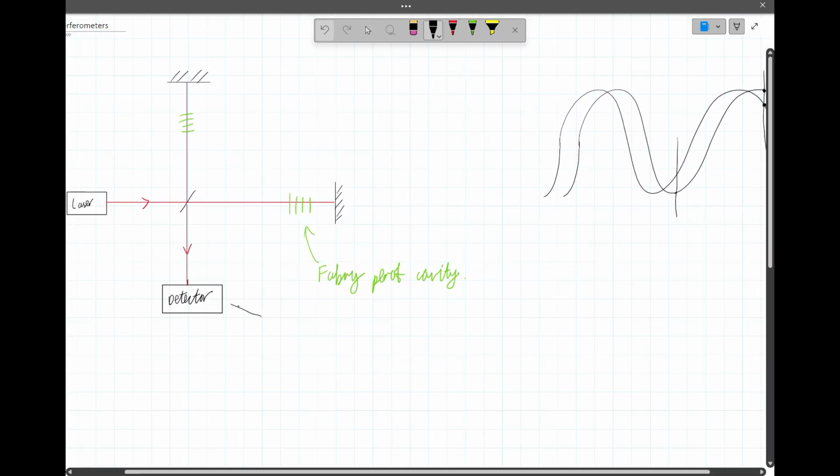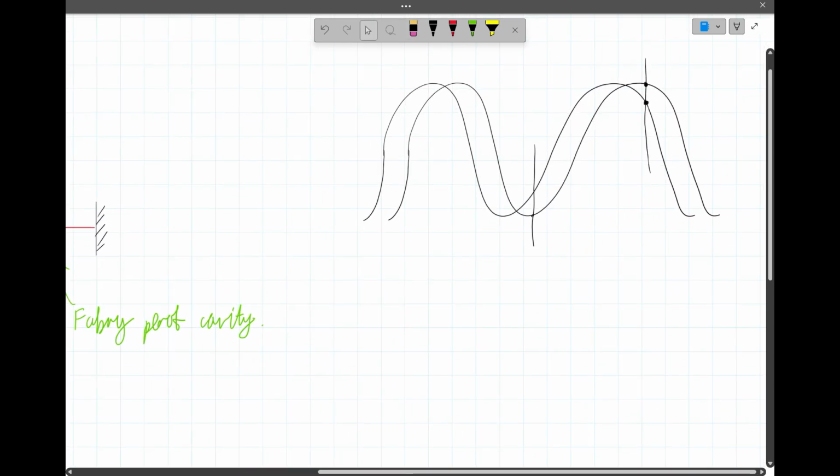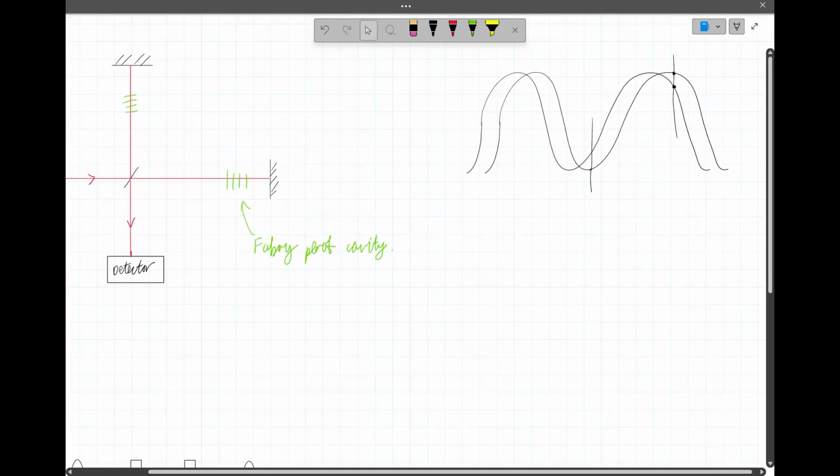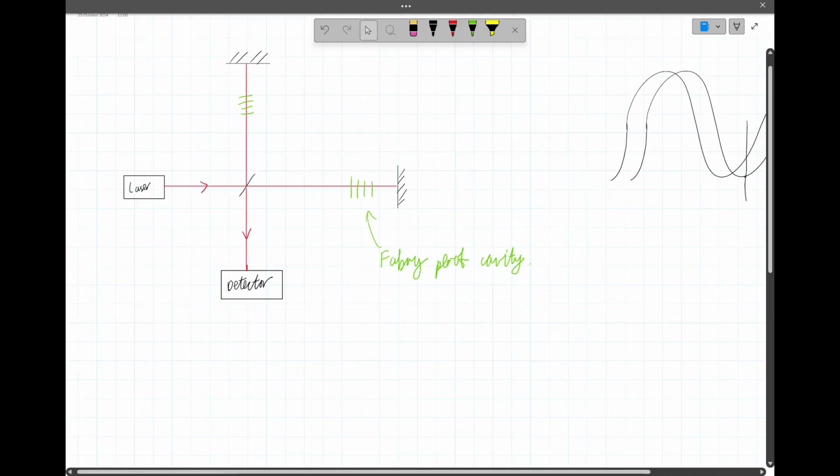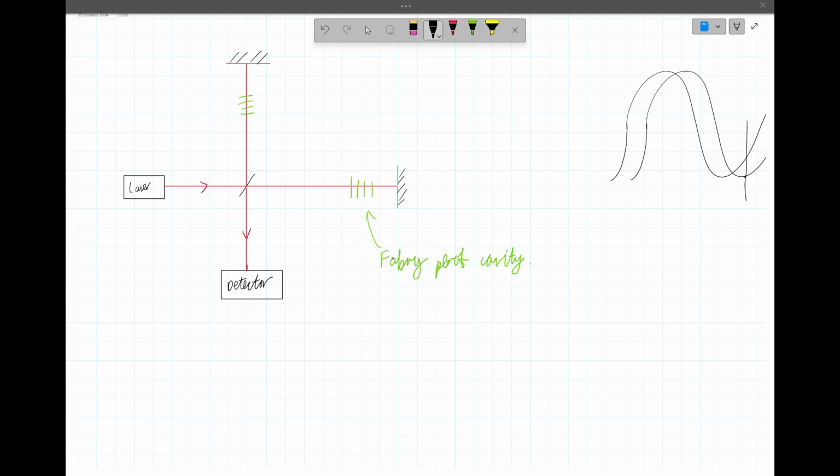And the detector is very intricate, and it can detect slight changes in brightness, right? And we're going to go into a bit more depth of how they work.